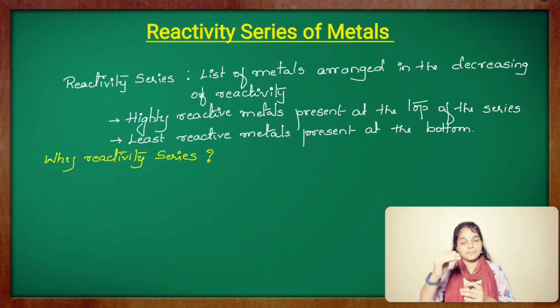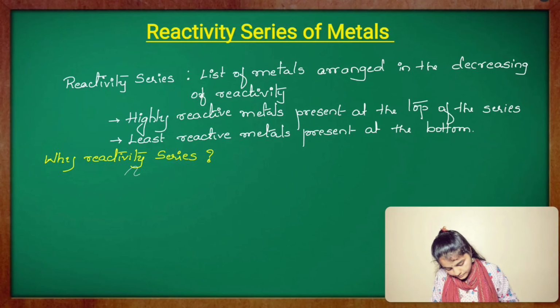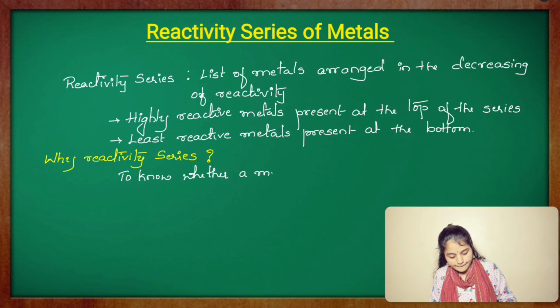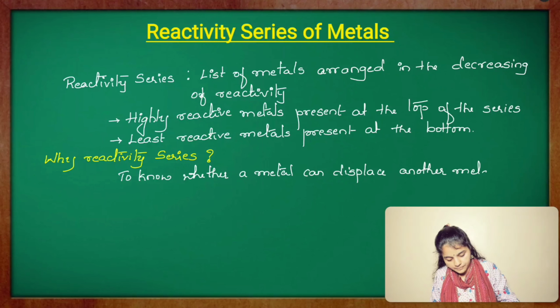As I told, a metal which is present at the top of the series is highly reactive. So this highly reactive metal can displace a metal which is present at the bottom of the series from its solution. So why do we need the reactivity series? It is to know whether a metal can displace another metal in a single displacement reaction.